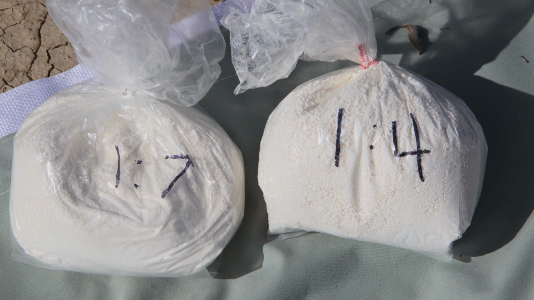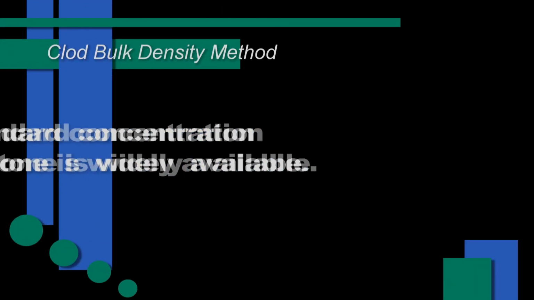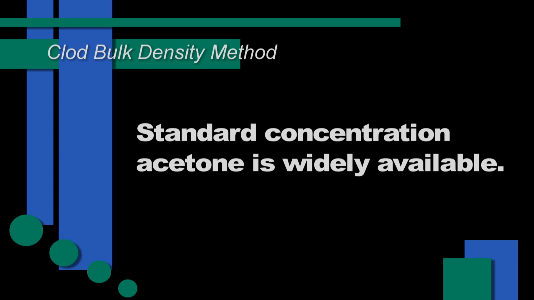The 1 to 7 is the standard one used for most loamy soils and clay soils. If you're dealing with very porous soils, such as sandy soil or sandy loam, a thicker solution should be used, a 1 to 4 solution of the saran dissolved in acetone. The acetone is commercially available at any paint store. There's no particular concentration. It's a standard formulation, and it can be obtained widely.